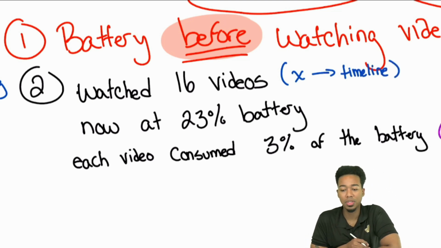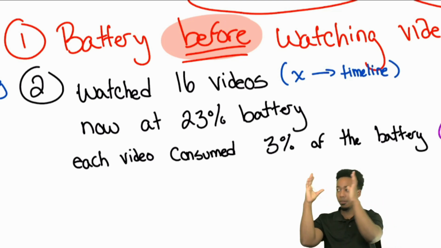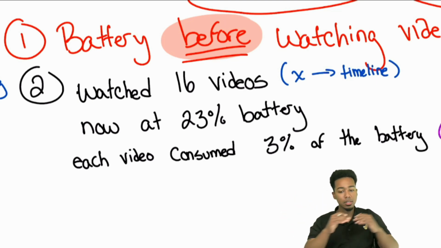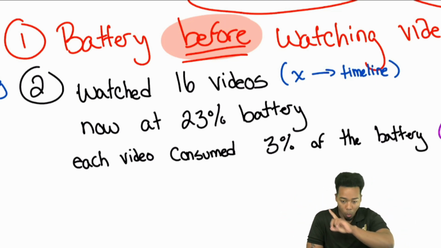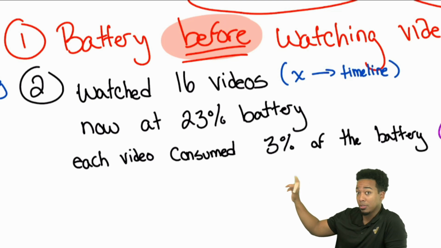Do we agree with that before I continue? That the 16 videos that you've watched, again, that's what got us from the battery percentage in the beginning to the battery percentage at the end. Watching those 16 videos is the timeline. Okay, because that's the biggest thing here, because that's the biggest part that confuses.